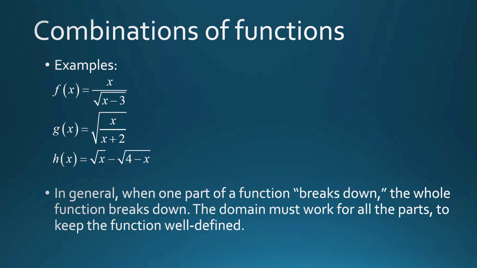The last function, h of x, is a combination of two separate radical functions. And so again, we want to make sure that all of the pieces are well defined, and when we take the intersection of all those constraints, then we have the domain of the function. Let's take a look.